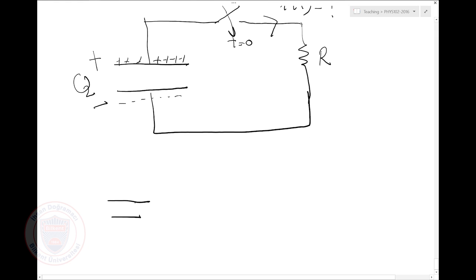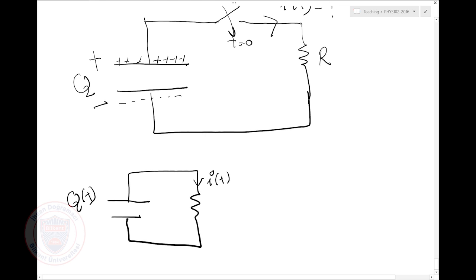So here is my circuit. When the switch is closed, I have a current here, I of t. And now the charge on the capacitor will also depend on time. I expect it to go down with time. Now, if the charge on the capacitor is Q, what is the voltage on the capacitor? Voltage on the capacitor must be Q over C, right? That's the rule for capacitors.